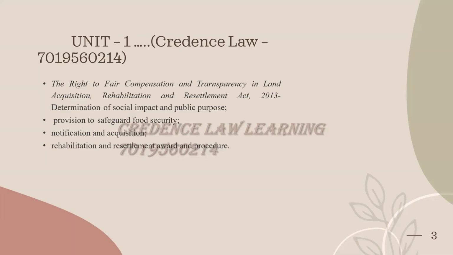Now, in the first unit, the first important concept is social impact assessment, which is given in chapter 2, containing sections 4 to 9. Here, social impact assessment means a process of analyzing, monitoring and managing the social consequences of planned programs and project plans. So, this is social impact assessment.